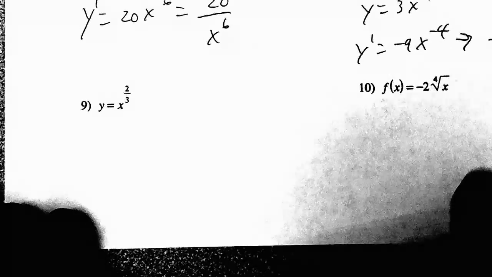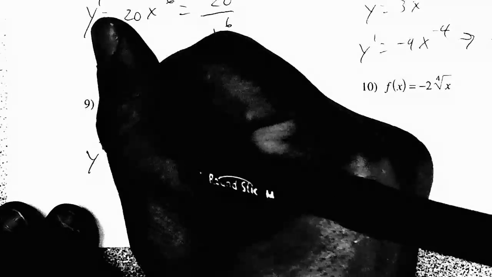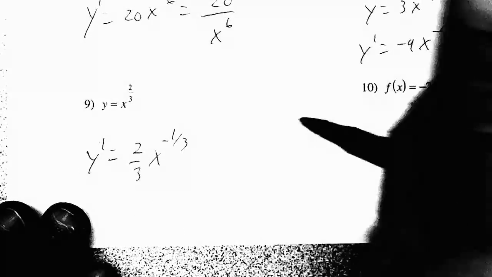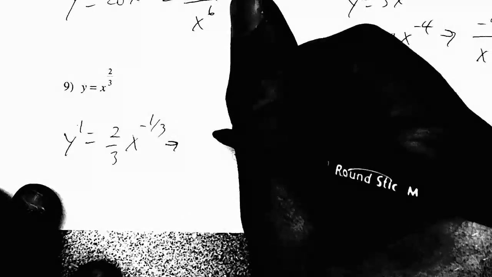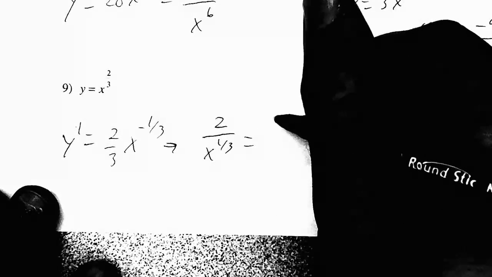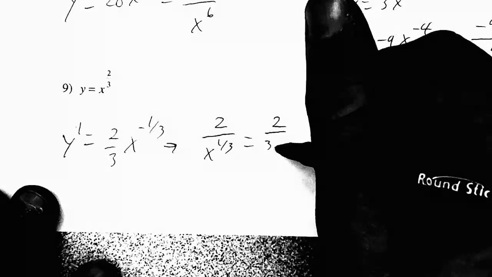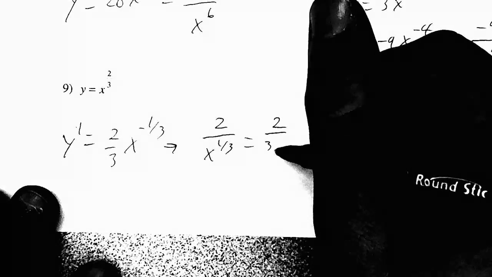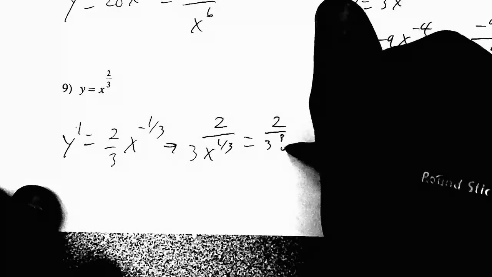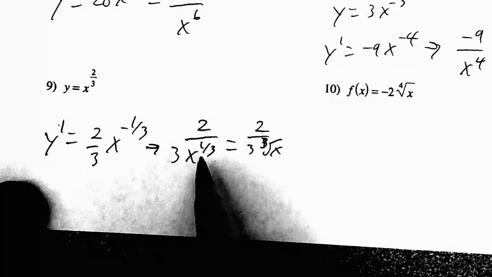Okay. Next one, y prime equals, bring that 2/3 out front, 2/3 x to the negative 1/3, which again would simplify to 2 over x to the 1/3, which would simplify to 2 over the cube root of x. Sorry, there's a 3 out front. 3 times the cube root of x. Okay, this is just me converting that exponent.